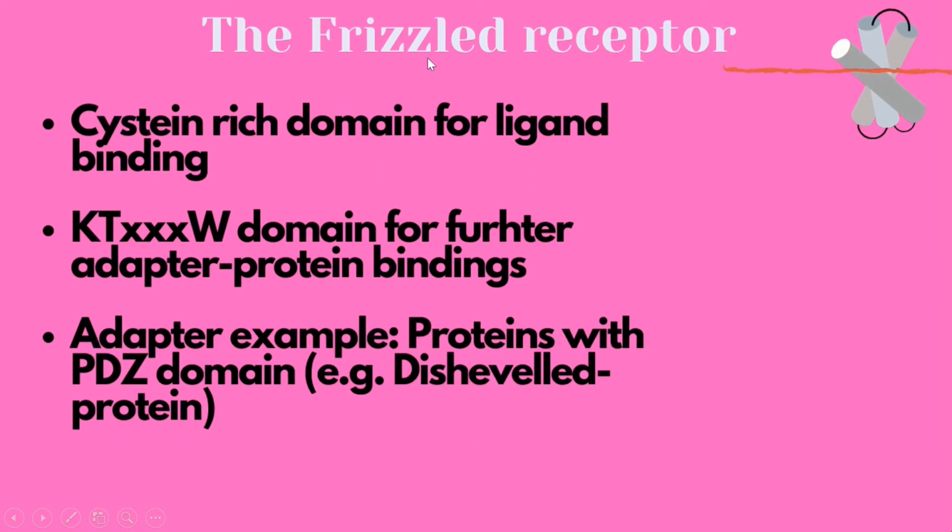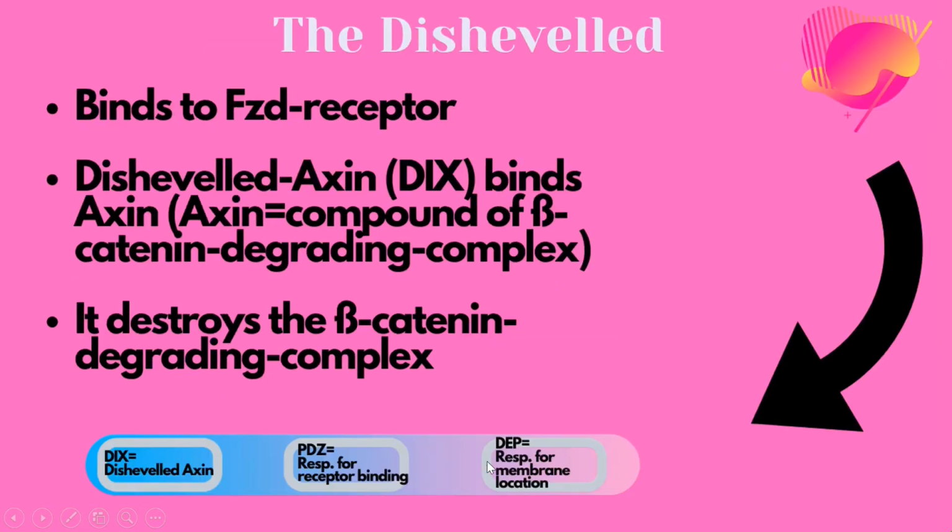We have a receptor which is called the frizzled receptor here. It has a cysteine-rich domain again for the ligand binding, and it has a KTXXV domain for further adapter proteins. They can bind on this domain, and those adapter proteins can, for example, be the disheveled protein.